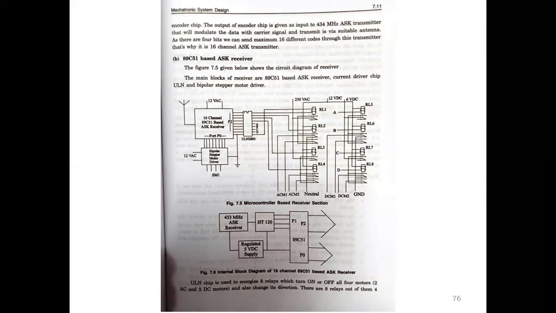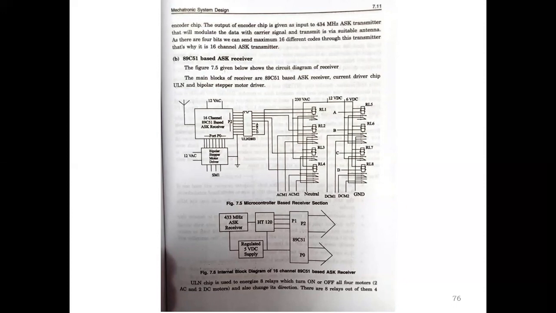On the receiver side, an 8051 based ASK receiver is defined. The main blocks of the receiver are the 89C51 based ASK receiver, the current driver chip ULN, and the bipolar stepper motor driver. That means the data comes from there, and through the decoder they are converting it. Normally we know the decoder function: it converts n inputs into m outputs. That is, if you give 3 inputs, the output will be 8 outputs. That is the decoder concept. Those 8 outputs are connected with the different motor coils. That is the microcontroller based receiver section.